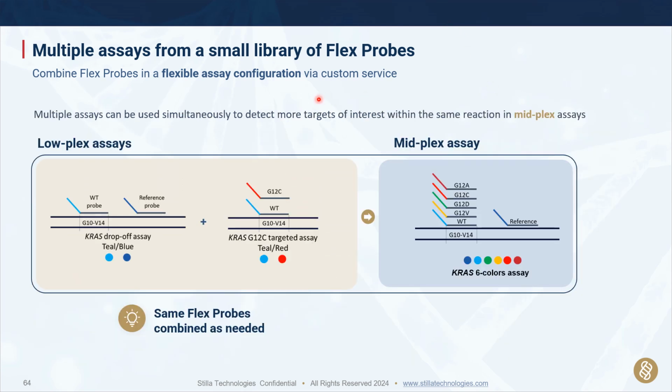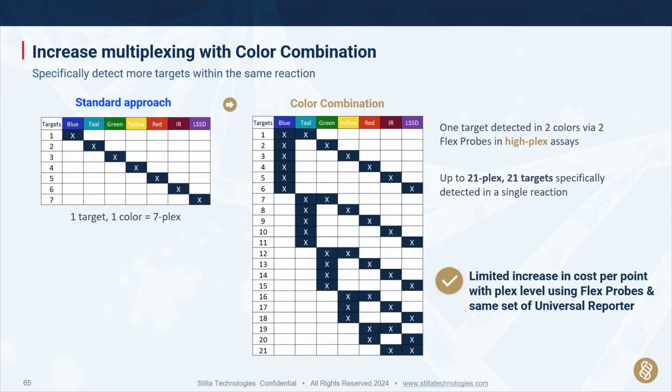Here is another example of the same flex probes being used in a low-plex assay, screening for the presence of one or a few targets, but alternatively in a mid-plex assay, looking for the presence of multiple different mutations, in the presence of screening for a reference gene or assay.